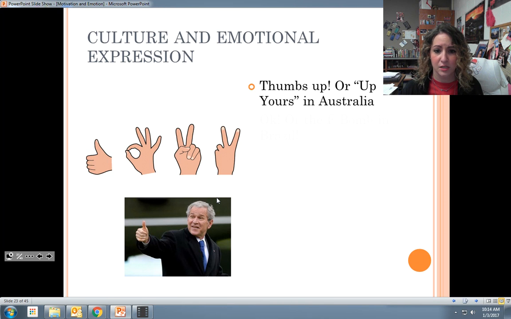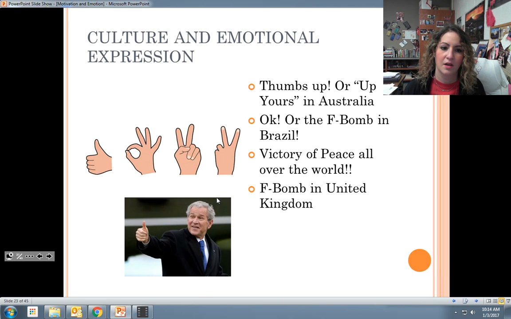You can detect emotions in the face. There are nonverbal gestures that also convey emotion and meaning. So a thumbs up here in the United States means good job, or yay, or I'm with you. But a thumbs up in Australia has a completely different meaning. This is okay, I'm doing okay here, but it could mean a little bit more in Brazil. This peace, or victory, sign is all over the world, but if you flip it, it becomes the middle finger in the United Kingdom.